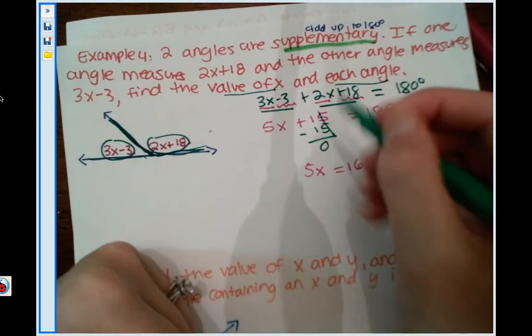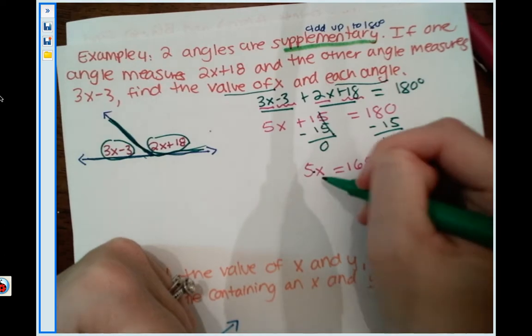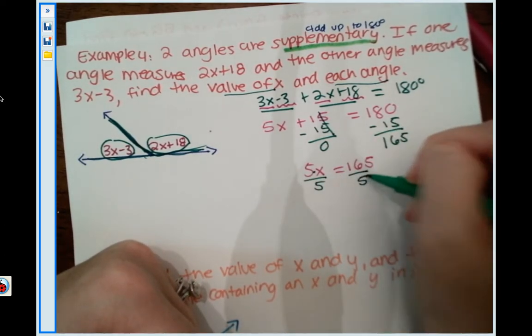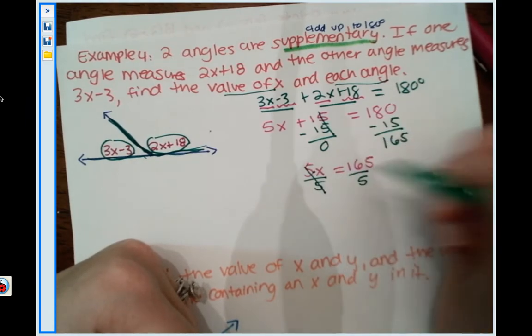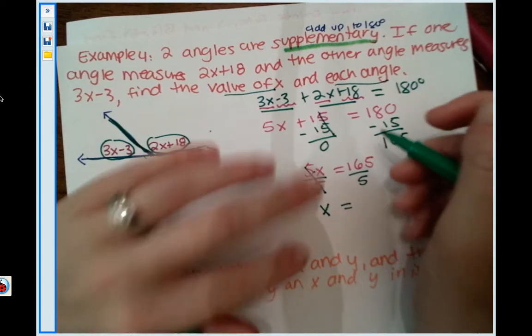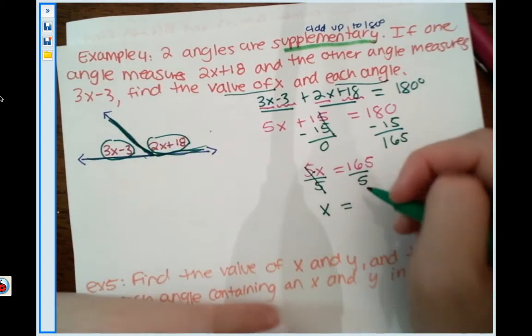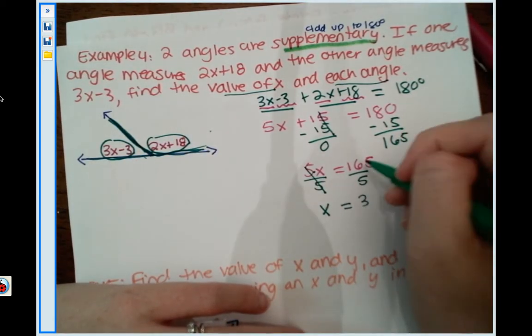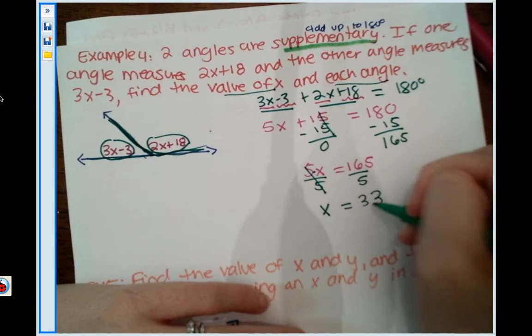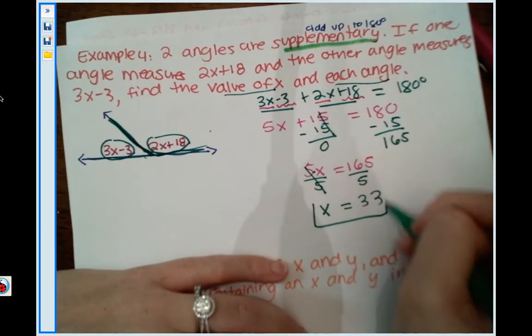All right, now 5 is secretly multiplying to the x, so the way we move that to the other side is by dividing by 5. 5 divided by 5 cancels and turns to 1. So I'm left with x equals 165 divided by 5, which will be, let's see here, 33. Here we go. So my x is 33, you guys.